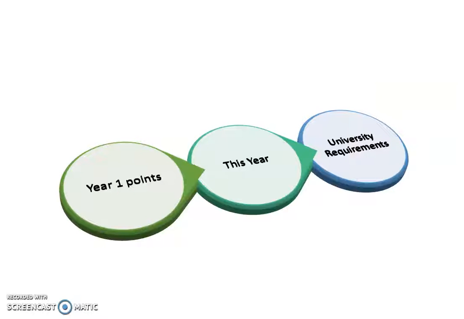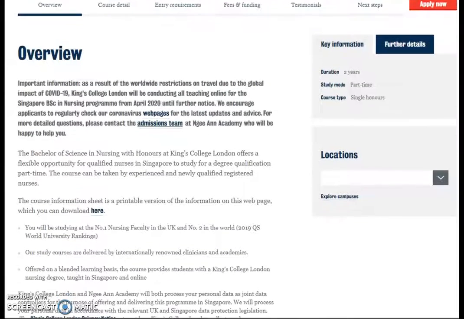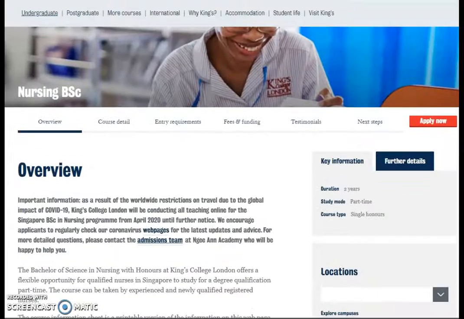So the main aspect of what you're trying to do is understand which points you received in your first year and the university requirements. It is then you can calculate what you need to achieve this year, your second year. So if we take a look at the requirements at a university and how you would do that, for example, if we look at studying at King's College London, you can go through to the website and look for, for example, nursing, and it will tell you what you need to be getting.